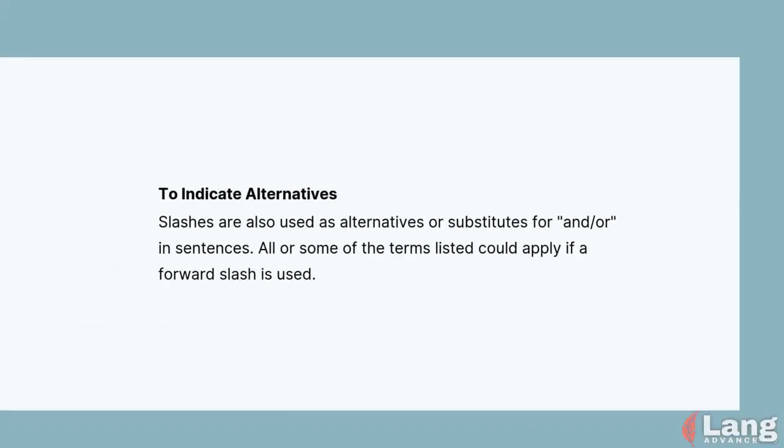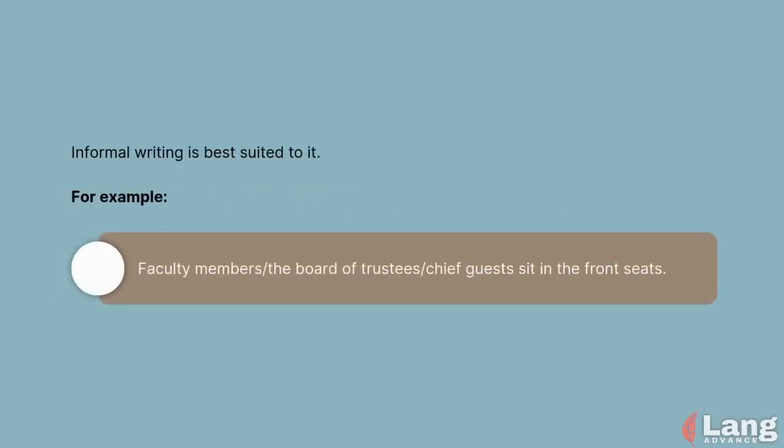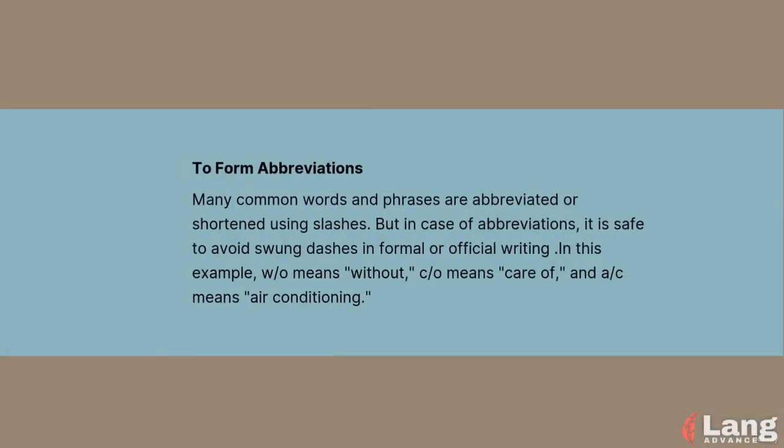To indicate alternatives. Slashes are also used as alternatives or substitutes for and/or in sentences. All or some of the terms listed could apply if a forward slash is used. Informal writing is best suited to it. For example, faculty members/the board of trustees/chief guests sit in the front seats. To form abbreviations.